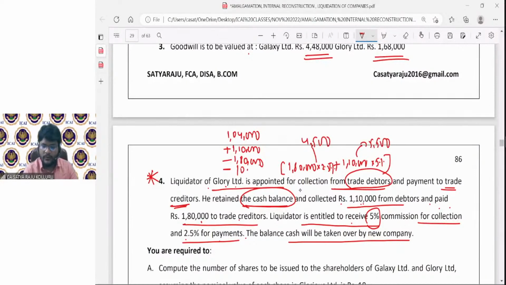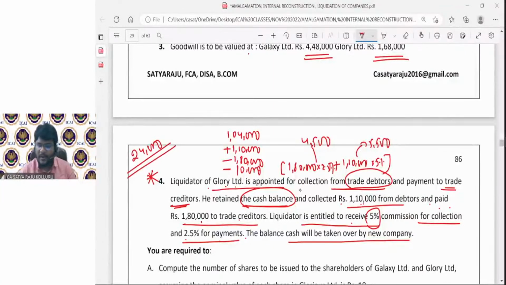Total 10,000. Now, how much cash balance is available with the liquidator? Can you verify quickly? 1,04,000 plus 1,10,000 minus 1,80,000 minus 10,000. So after making all these payments with the liquidator, how much cash balance is available, sir?